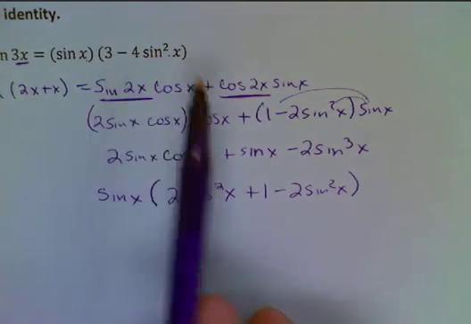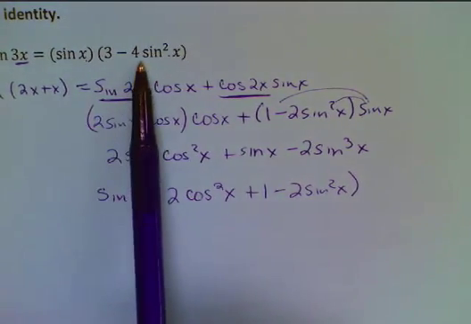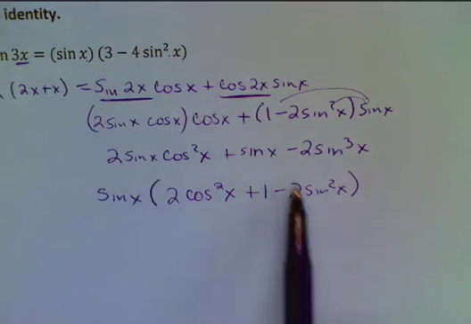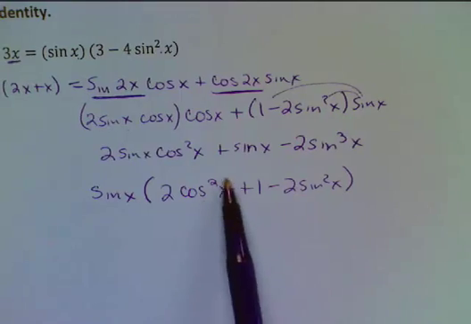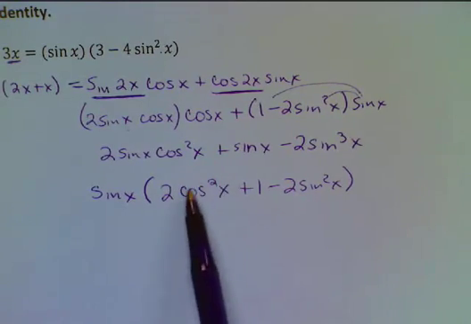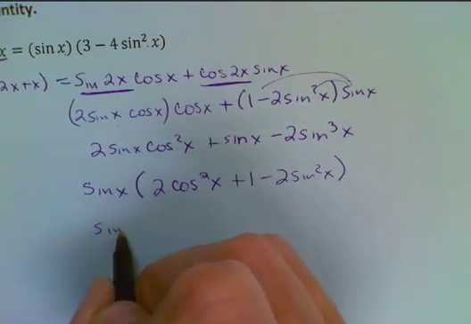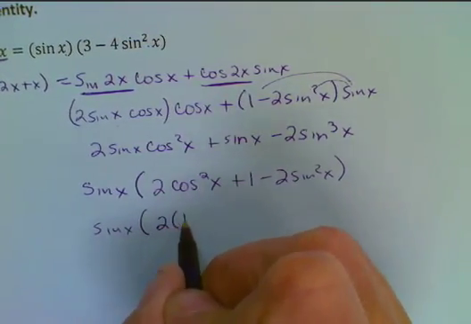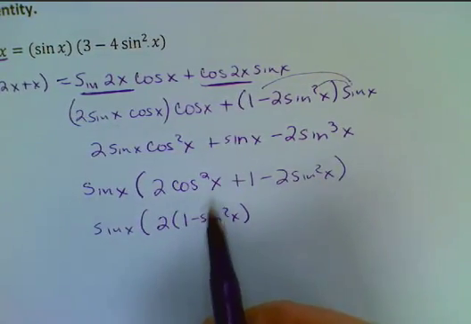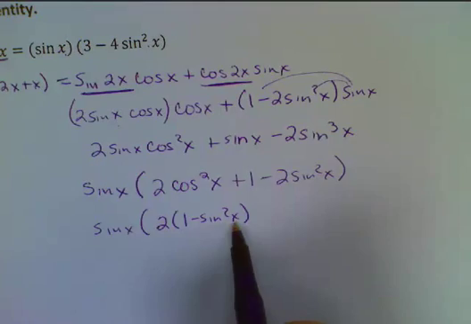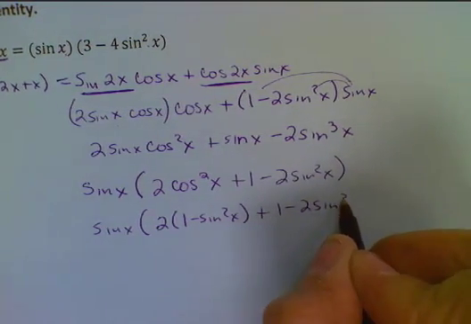Now I need to try to get this to look like this. So what does this have? It has only sine squareds, so that would be okay. It has a number, so the 1 would be okay. I probably need to do something with this cosine squared. So what do we know cosine squared is? Cosine squared is 1 minus the sine squared. So the cosine squared of x is the same thing as 1 minus the sine squared. So I have 2 times that plus 1 minus 2 sine squared.